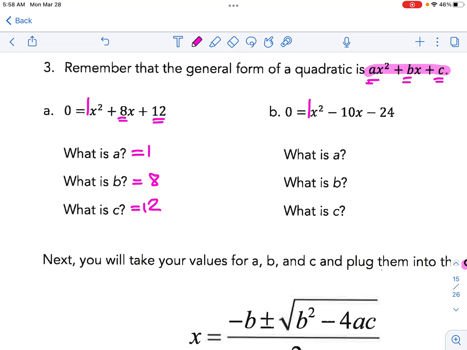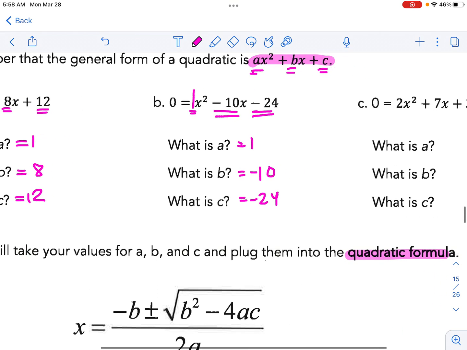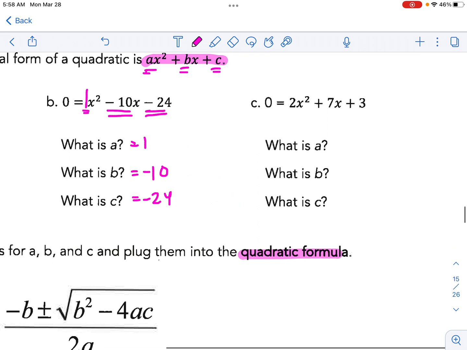All right, let's take a look at part B here. So again, coefficient A in front of the x squared term is 1. Coefficient B in front of the x term is negative 10. So we got to bring that sign in front of the term with it. And the coefficient C here is negative 24. Makes a big difference when those coefficients are negative, mathematically, right? Okay, looking at C here, coefficient A is 2.